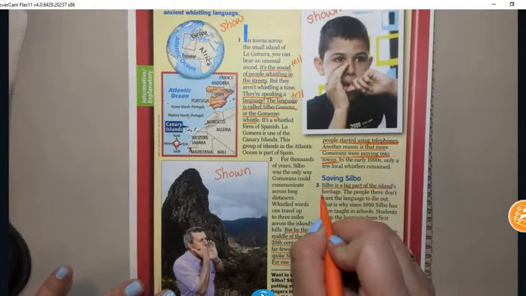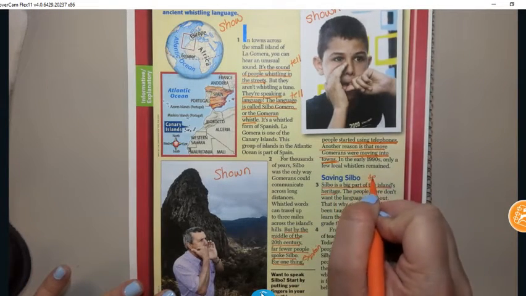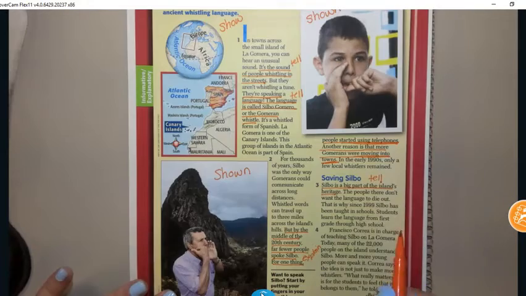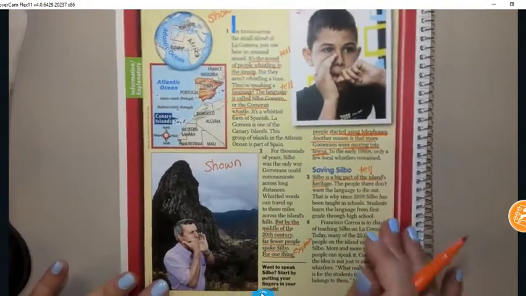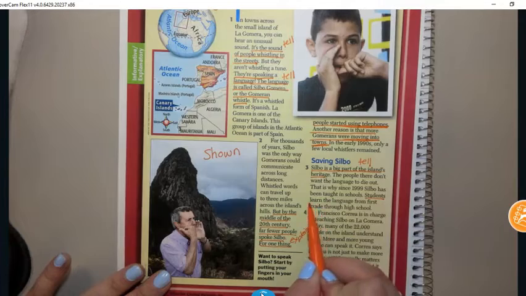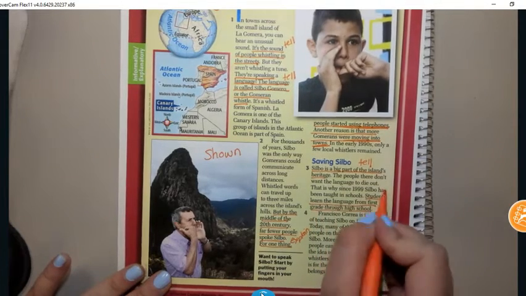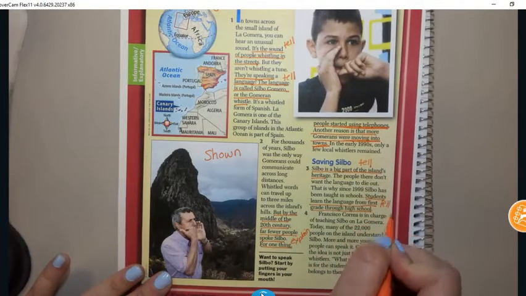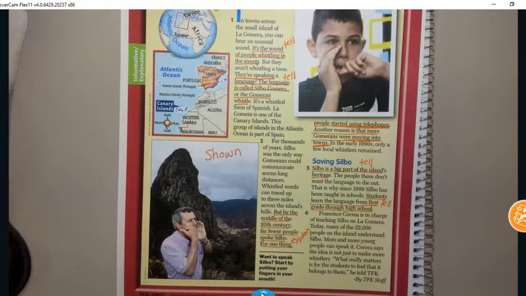Silbo is a big part of the island's heritage. This is again a tell. And then the last piece that I found when I was reading through here is that students learn the language from first grade through high school. That tells me that they're still using this language, and they're actually starting to teach other people how to speak it to make sure that it doesn't die out and disappear. All right, so that is our author's purpose.